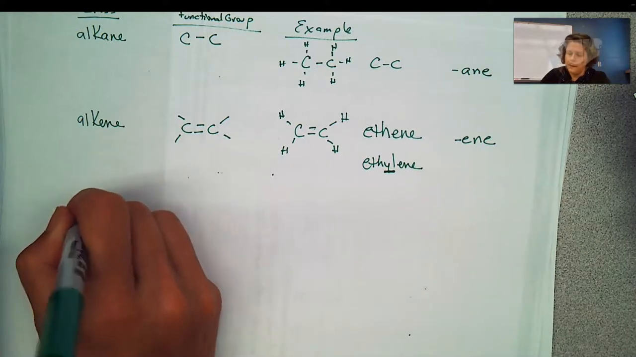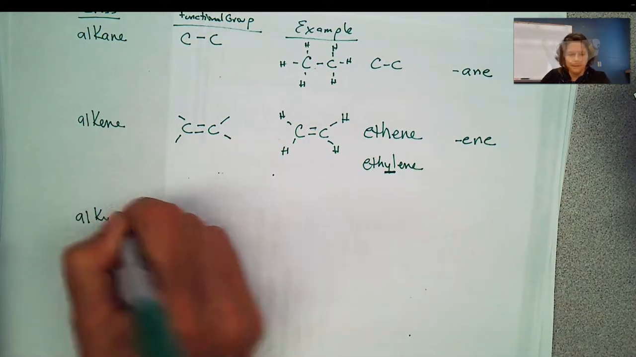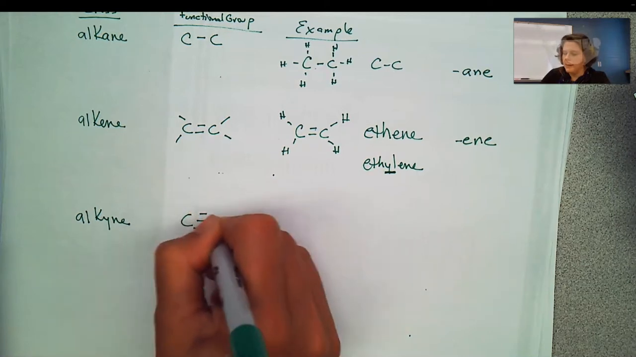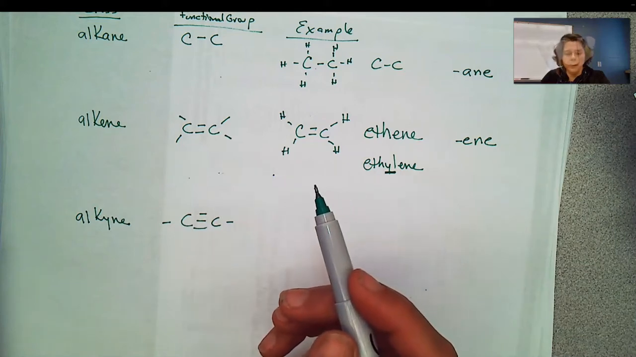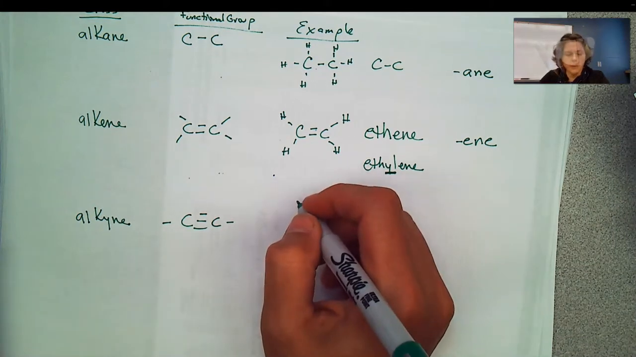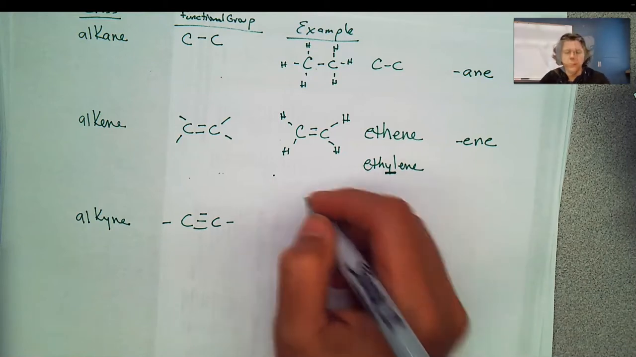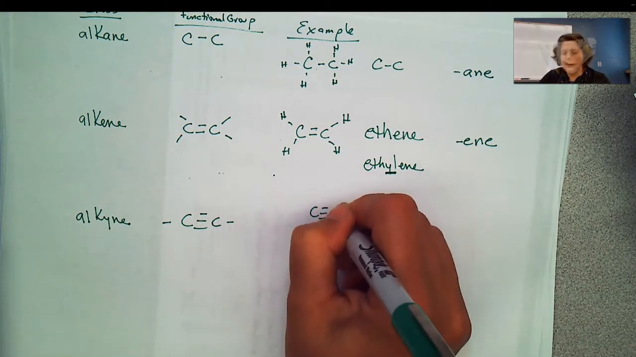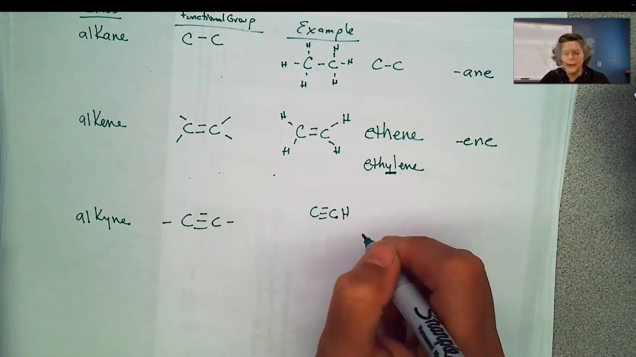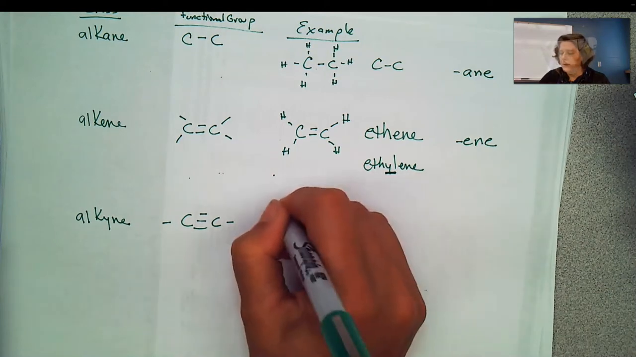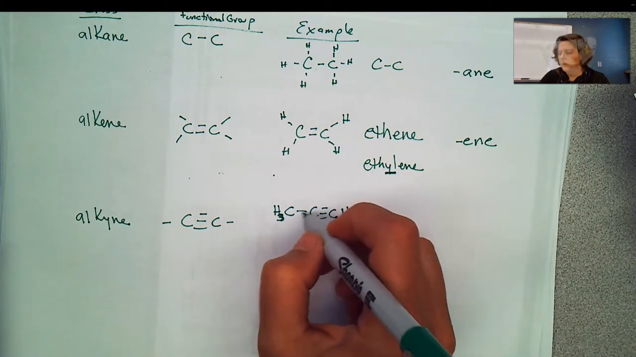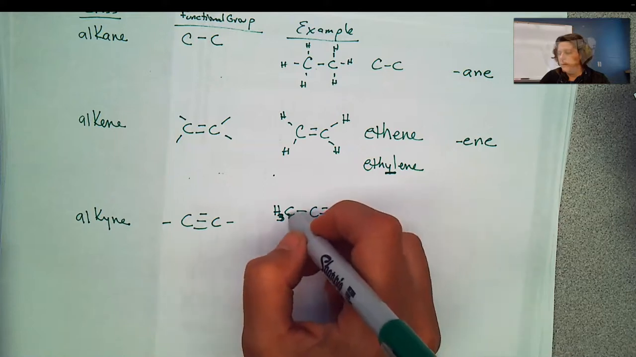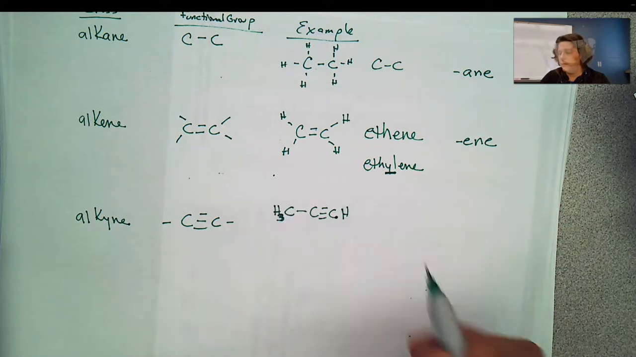Next one is alkyne, C triple bond C. Remember we went single bond, double bond, triple bond in here. That's the functional group. If I drew this compound, an example would be C triple bonded C, with a hydrogen on this side, and let's hook this up to another CH3. So this carbon here has 1, 2, 3, 4. This one has 1, 2, 3, 4. This carbon comes over here as 1 and then has 3 hydrogens hooked onto it.